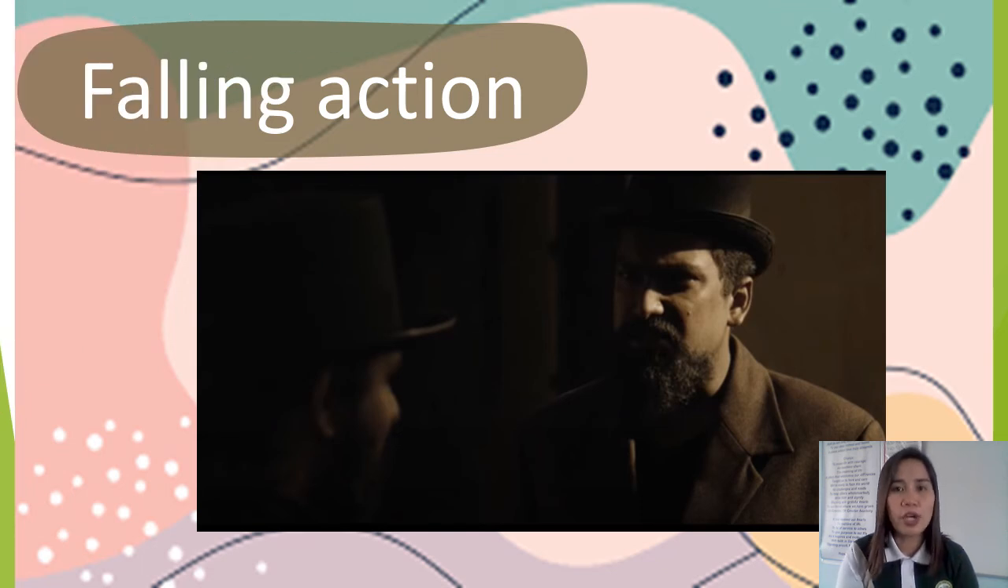Now the falling action. This is the time when Jimmy recognized that it was not Bob. He said 20 years is a long time, but not long enough to change a man's nose from a Roman to a pug.